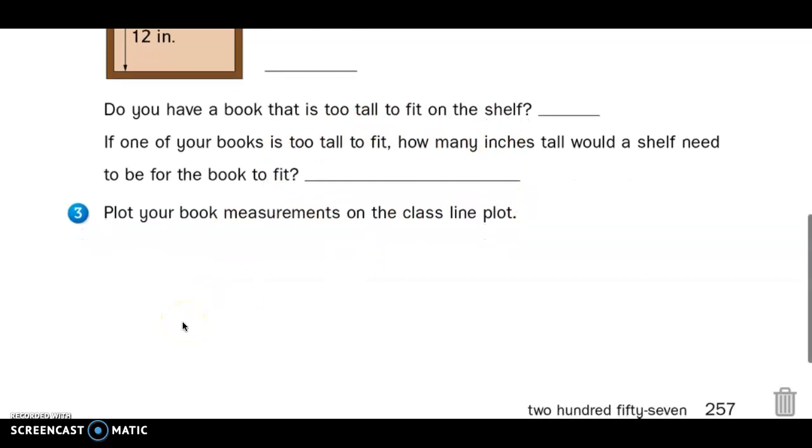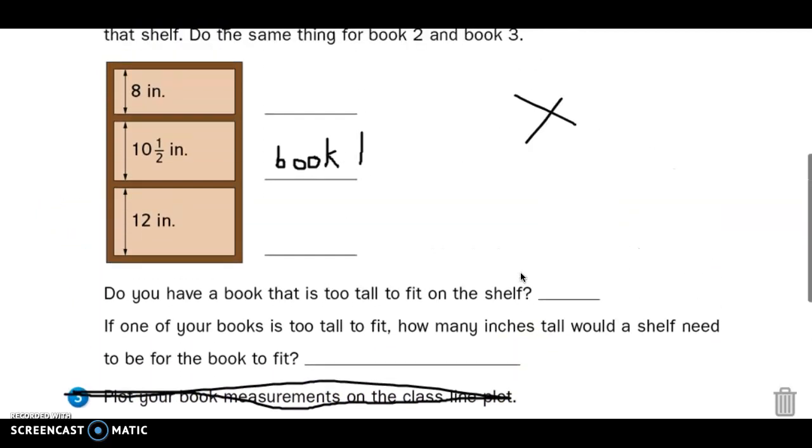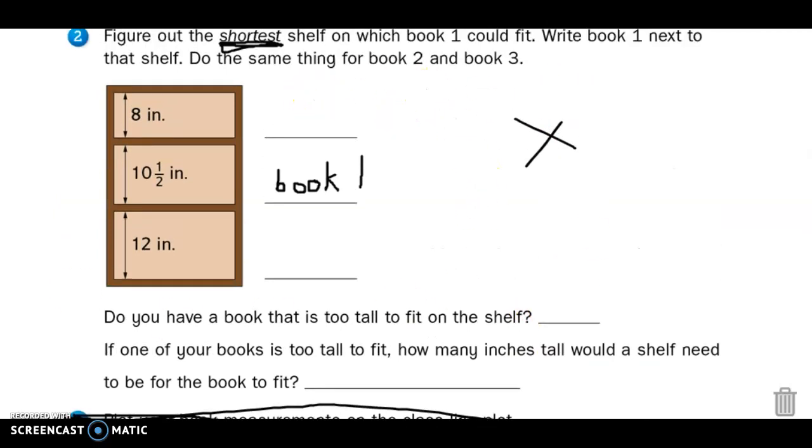And then, we are not going to be able to plot our book measurements on our class line plot, so you just go ahead and cross that off. And when you finish putting book 2 and book 3 on the shelf and answering these 2 questions, go ahead and do math boxes on the next page.